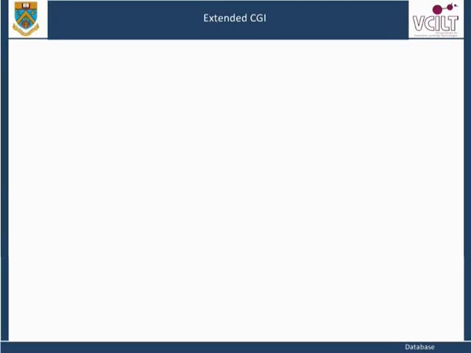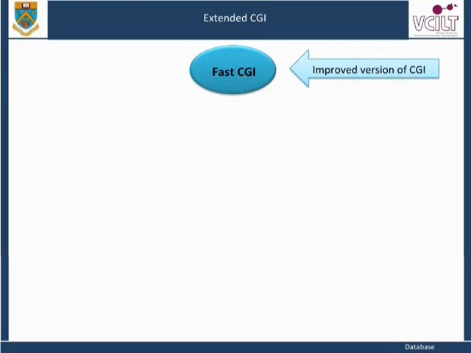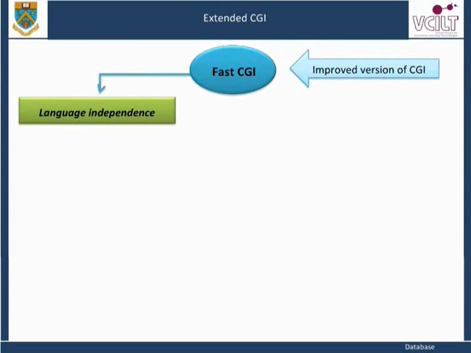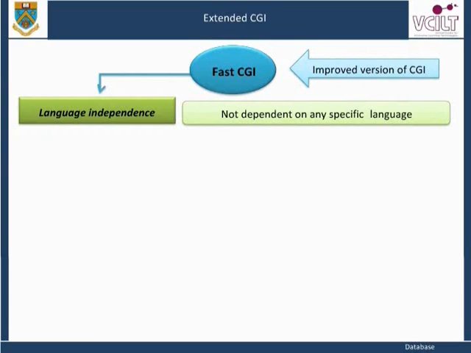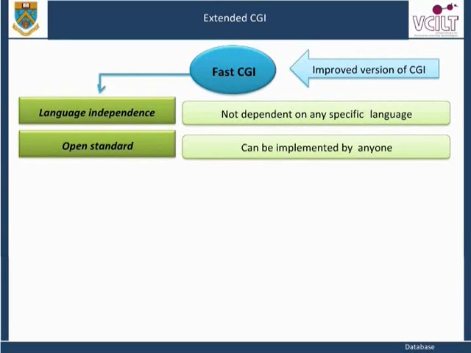Extended CGI. An improved version of CGI, called Fast CGI, has been developed by a company named OpenMarket. Fast CGI has the following features. Language independence. Same as CGI, Fast CGI is a protocol and not dependent on any specific language. Open standard. Like CGI, Fast CGI is positioned as an open standard. It can be implemented by anyone.